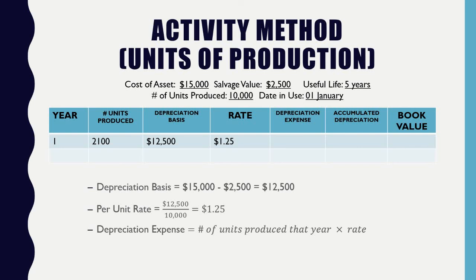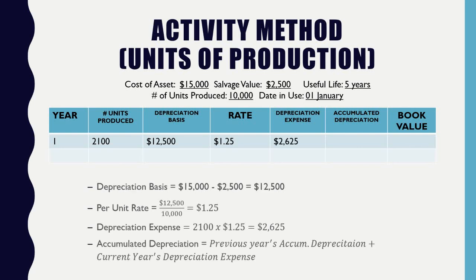So let's go ahead and solve for the depreciation expense. The depreciation expense is going to be the number of units produced that year multiplied by the rate. So what are the numbers? 2,100 times $1.25. Which gives you a total of what? 2,625. Good. And now, what is my accumulated depreciation? It's going to be your previous year's plus your current expense.